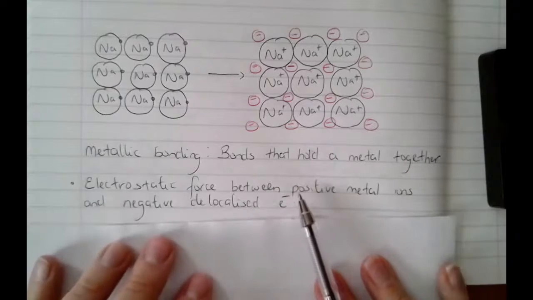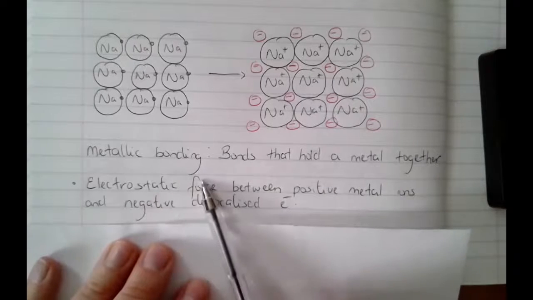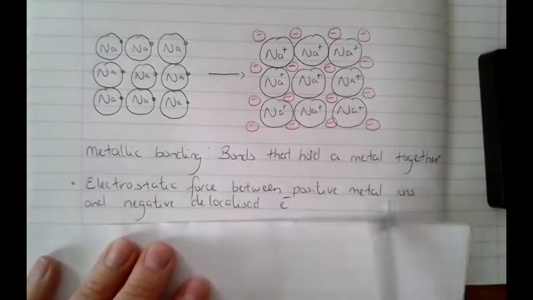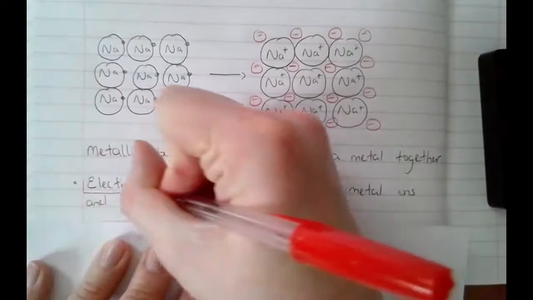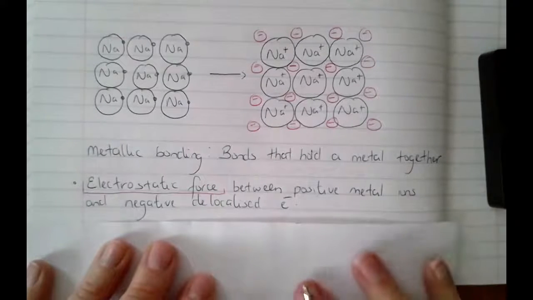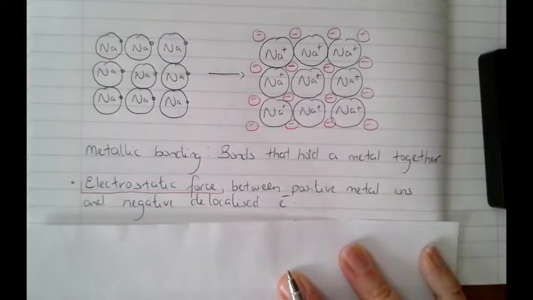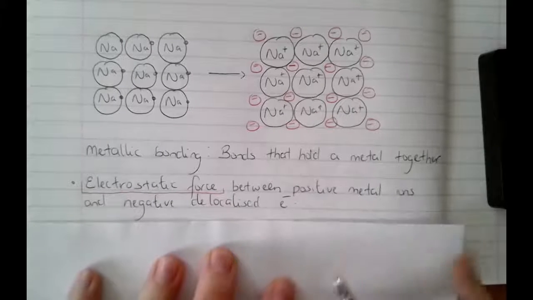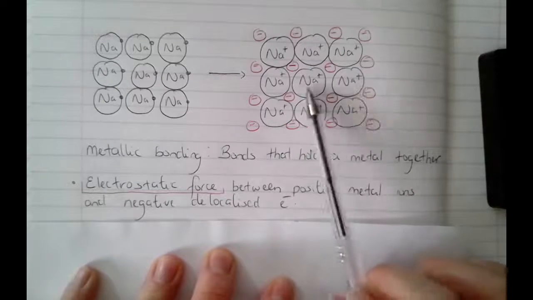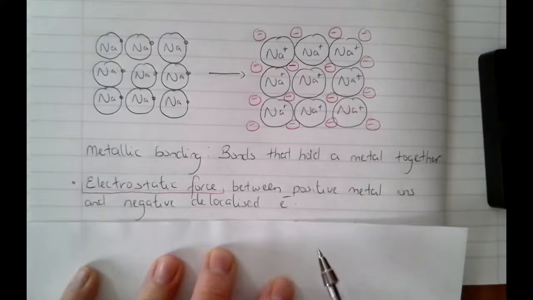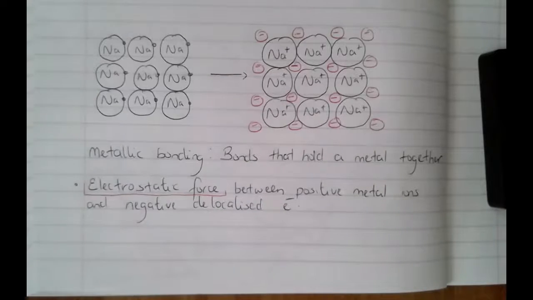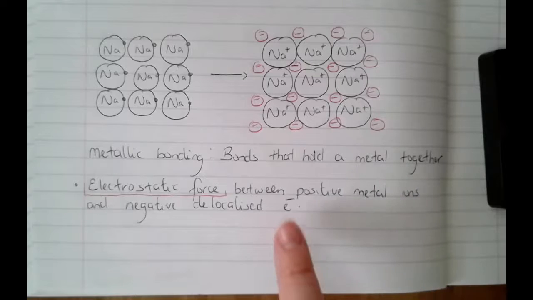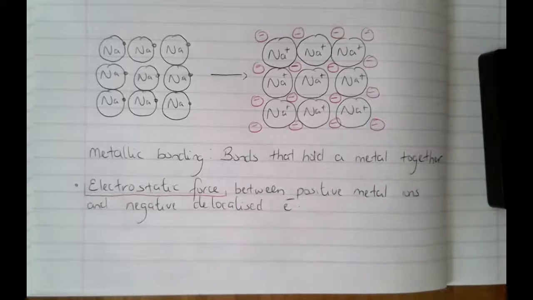With metallic bonding, what you actually need to say is that it's the electrostatic force between the positive metal ions and the negative delocalized electrons. So we've come across this word electrostatic force before when we looked at ionic bonding. Electrostatic force can be used to describe any attraction between something positive and something negative. And here, the positive is your positive ions, and what's negative is your delocalized electrons. You get this electrostatic force between positive metal ions and the negative delocalized electrons. And that's what a metallic bond is. The bonds holding a metal together, but more specifically, this is going to be your definition.